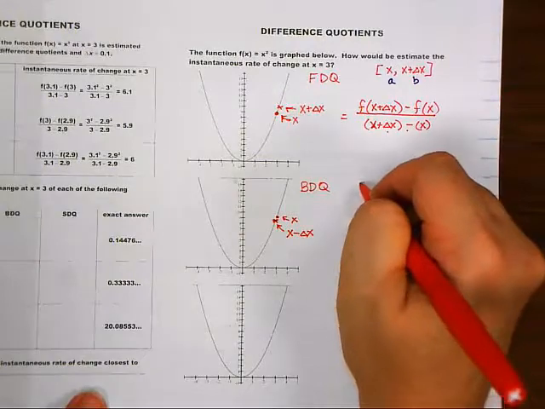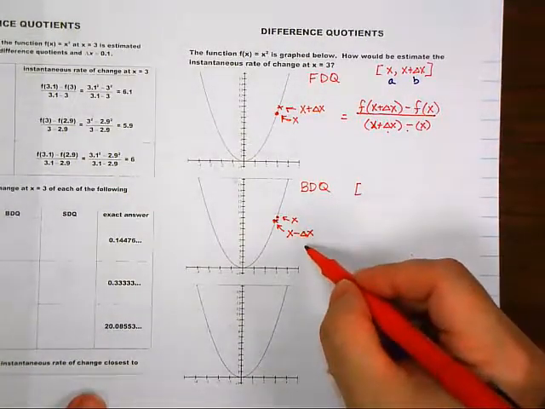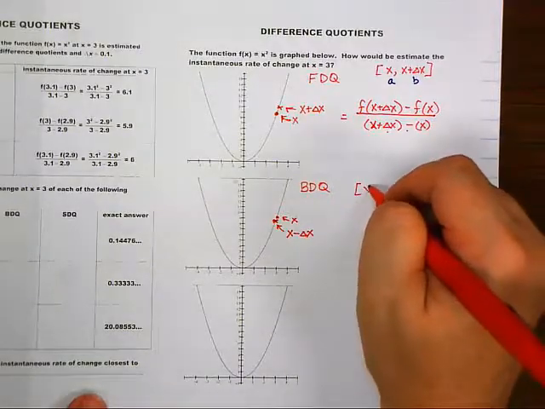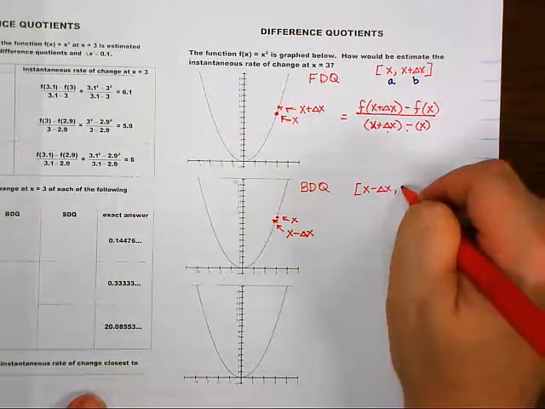Okay. So how would the interval look this time? Which one of these two do I write first? x minus delta x, because it's smaller. And then x is second.